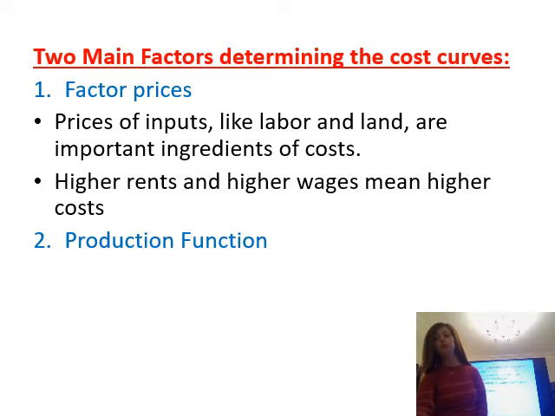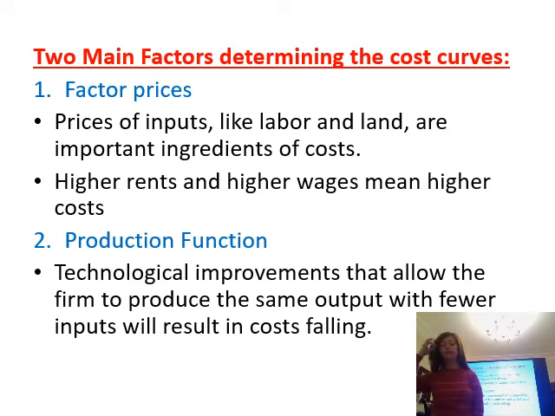To start with, we need to understand that the two main factors that determine the cost curves are the factor prices, the prices of the factors of production or of the inputs used in the production process, like the prices of land, labor, capital, and so on. Higher, for example, higher rents and higher wages means higher costs of production.